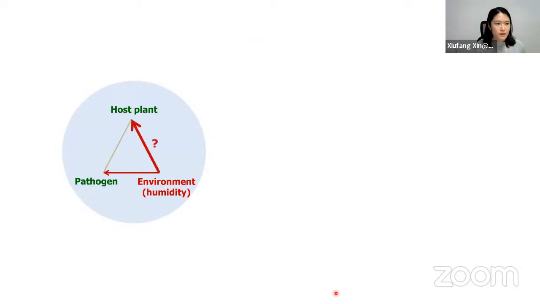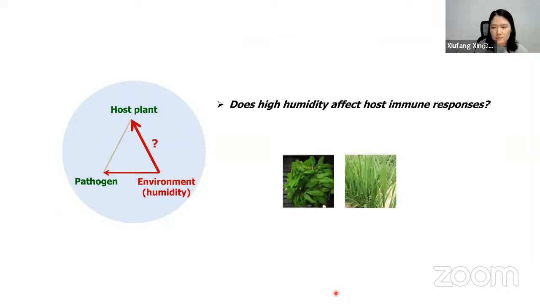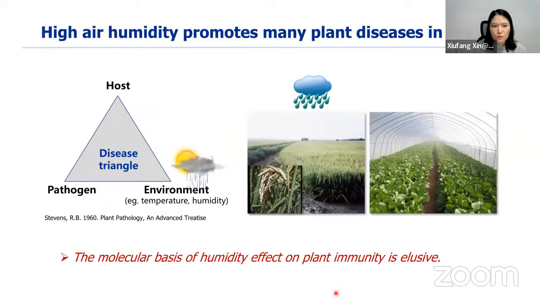What about the other direction, right? Does high humidity also affect plants, particularly host immunity? So I already told you about this important disease triangle principle, and also that high air humidity promotes many plant diseases in nature. However, the molecular basis for whether and how humidity affects host plants was poorly understood.